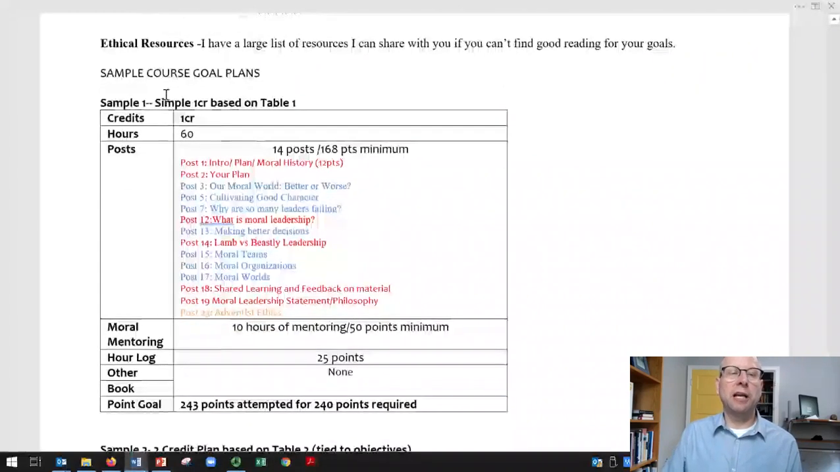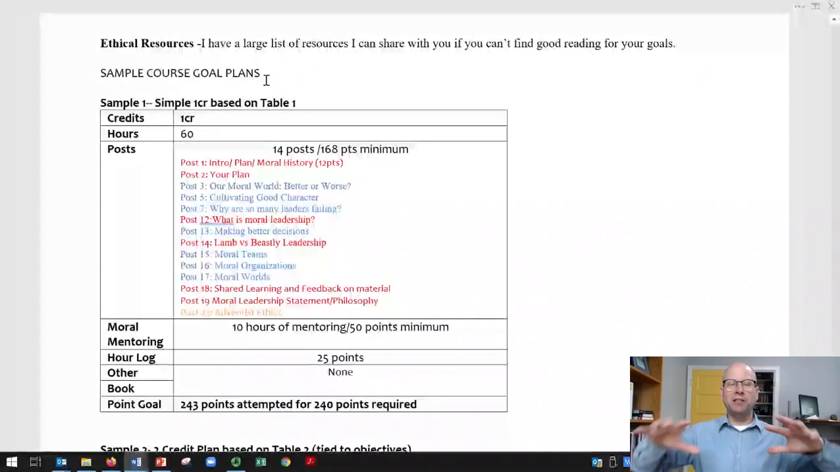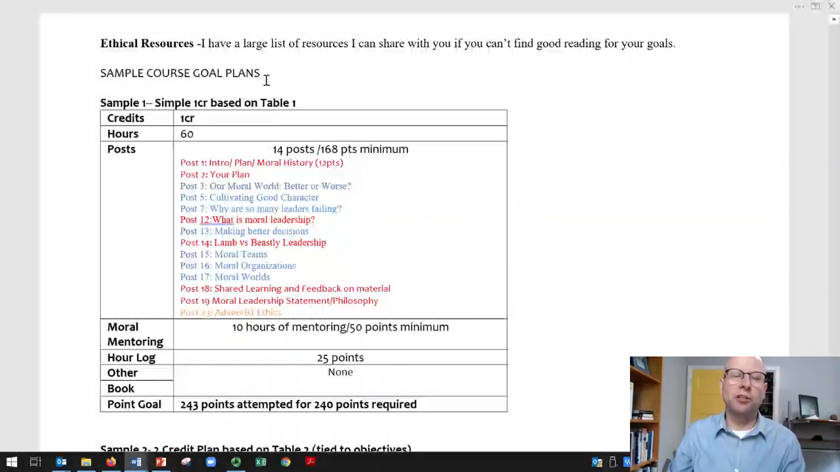Here is a sample course goal plan. So everybody has to do a kind of a course plan. What are you going to do in this course? And here's a good example. This person is doing 1 credits. He's doing the 6 that he has to. He's doing the blue that he wants to, and he's adding 1 on Adventist ethics, or she is.